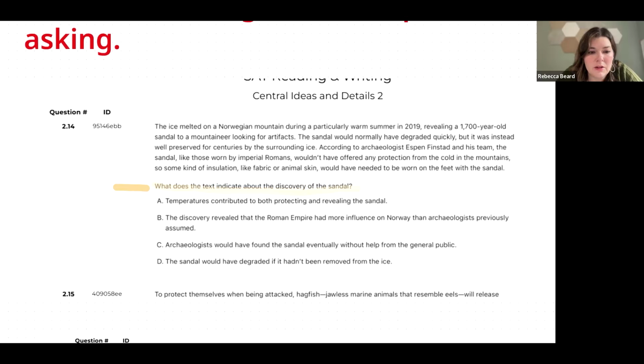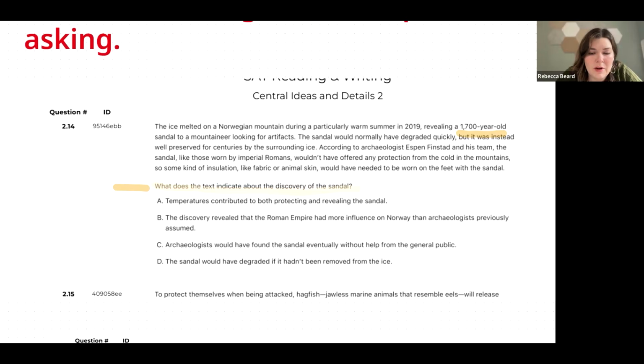According to archaeologists, the sandal, like those worn by Imperial Romans, would it have offered any protection from the cold in the mountains? So some kind of insulation like fabric or animal skin would have been worn on the feet with the sandal. So they have a lot going on here. As you look through this passage, we are looking for what does the text indicate about the discovery of the sandal. What I'm seeing here is that a warm summer revealed a 1700-year-old sandal. For artifacts, the sandal would have normally degraded quickly, but it was instead well preserved. So it's talking about preservation.